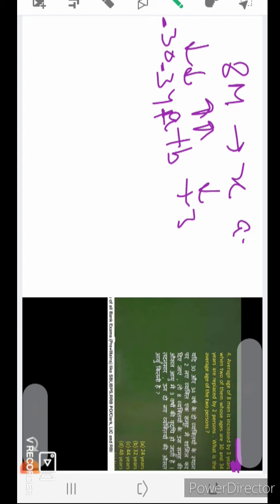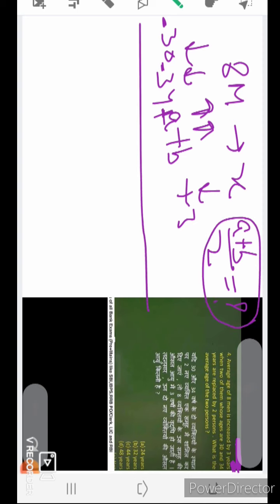Okay, now what is the average age of the 2 men? It means we have to calculate a plus b upon 2. This value we have to calculate. Remember this, a plus b upon 2. Now we are going to solve by cross multiplication technique. Okay, so again apply the cross multiplication technique. This is again the same, one inclusion, one exclusion.